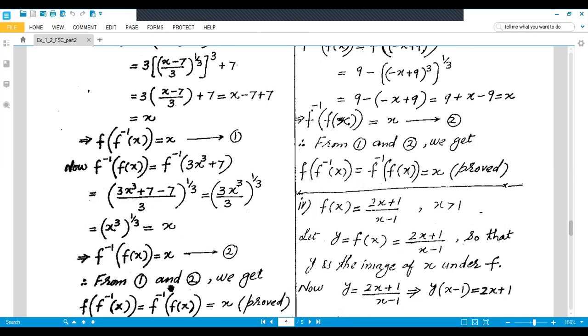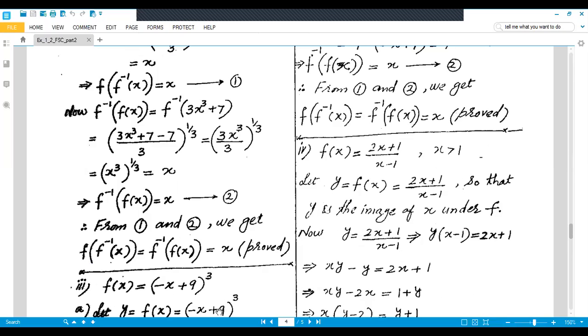So you get x. This means that, from 1 and 2, f into f inverse x is equal to f inverse into f of x, which is equal to x. You prove this. Similarly, you have the third part.